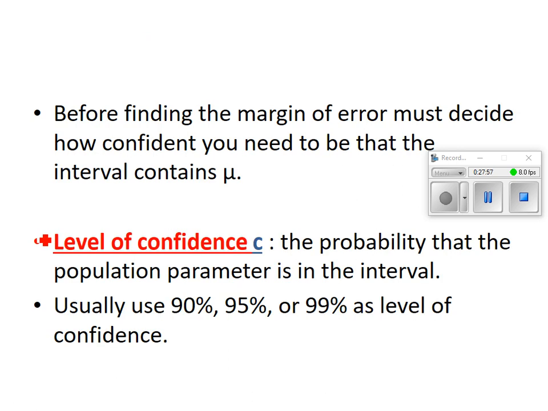So before finding the margin of error, you must decide how confident you need to be for the interval. I would write this down, confidence level. That's important, and confidence level is going to be represented by C. The ones that we normally use are these three right here. We usually want to be 95% confident, 90% confident, or 99% confident.